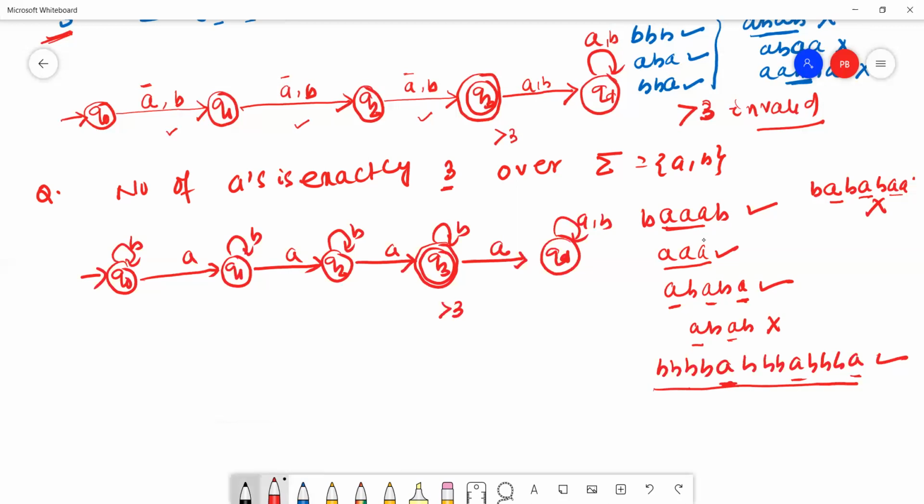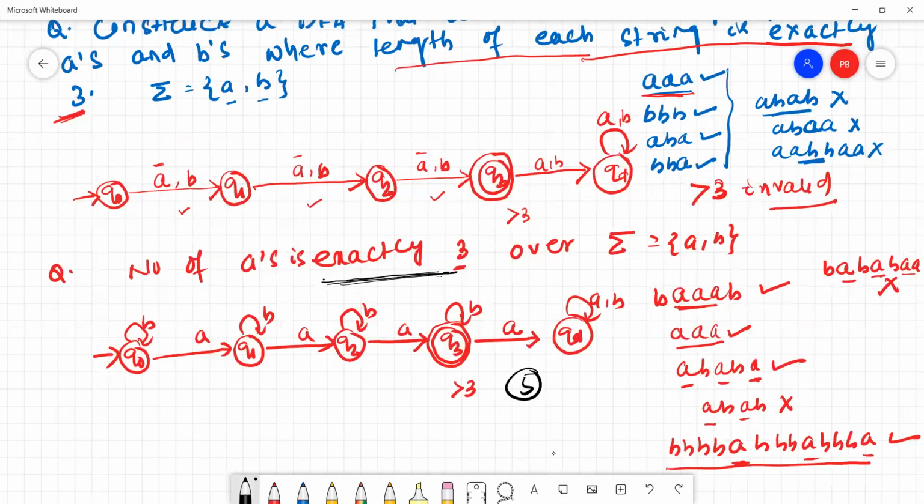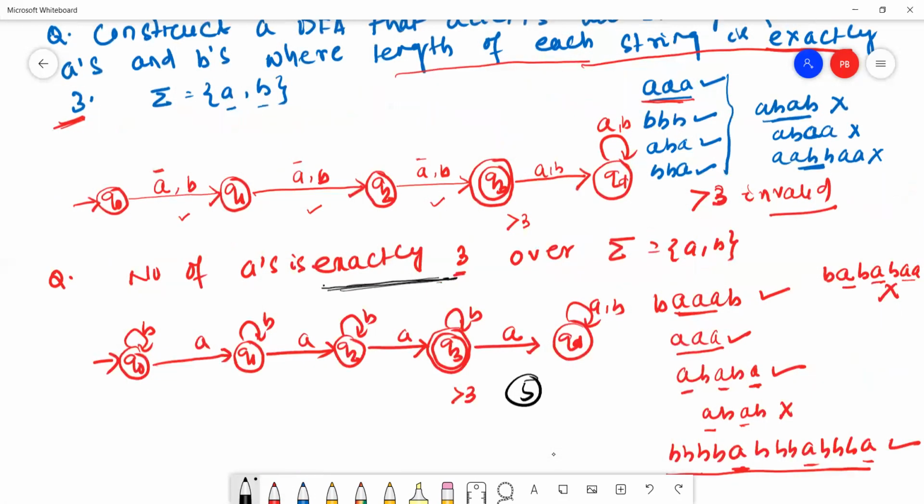See here, what is the meaning? When we talk about exactly 3, how many states? When the number of a's is exactly 3, how many states? 5 states. In the upper case, where the length of each string is exactly 3, here also 5 states.